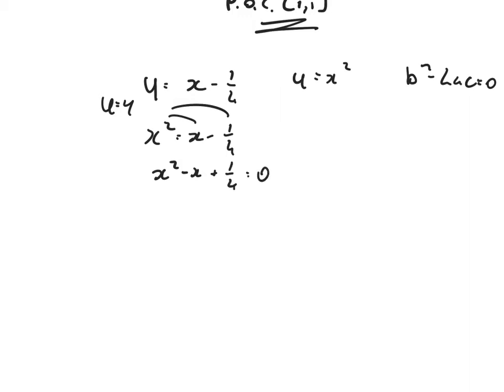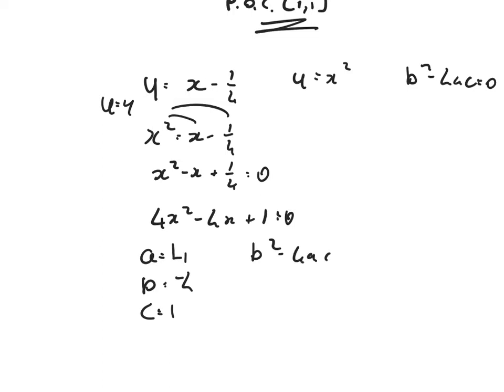Get rid of that fraction by multiplying everything through by 4, so that will be 4x squared minus 4x plus 1 is equal to 0. I can now identify a, b and c. a is 4, b is minus 4, c is equal to 1, and it's b squared minus 4ac. Minus 4 all squared minus 4 times 4 times 1, and that's 16 minus 16 is equal to 0, D equals 0, therefore tangency exists.